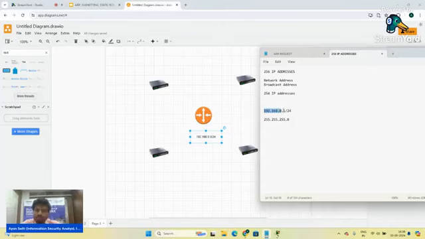These three octets are the network portion, and the last octet is the host portion. This is the 192.168.0.0 address. 192.168.0 is the network part, and this last zero is the host part. In binary, that will be eight zeros, right? In the concept of subnetting, we can borrow bits from the host part. We can borrow bits from the host address, right? So what is the formula?